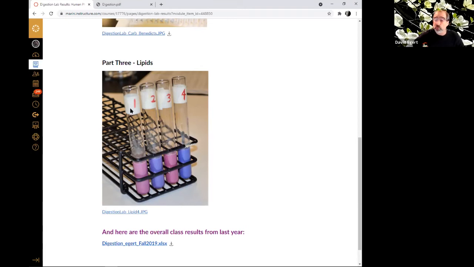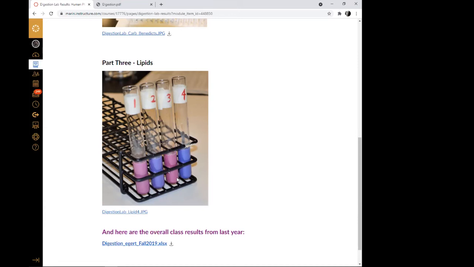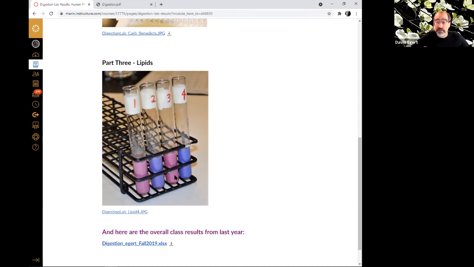So it actually is helping the lipase work. But does adding bile make it even better, if we add bile and lipase, as we see in test tube 3? Yeah, a little bit. It's a bit more of an intense purple pink. You can take a look.